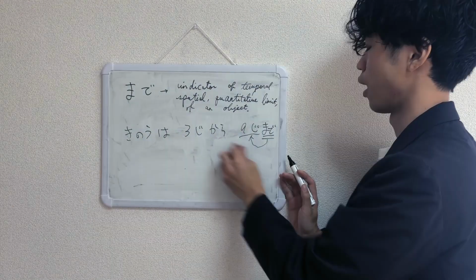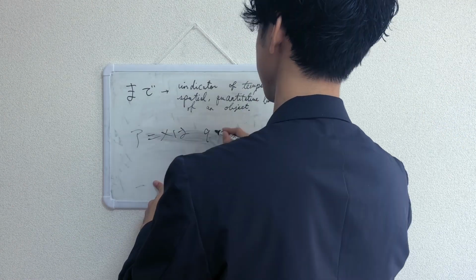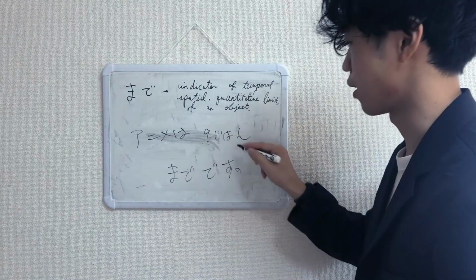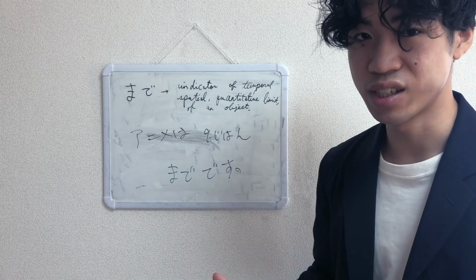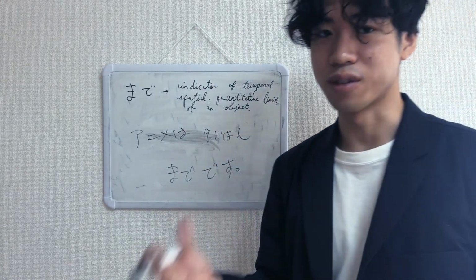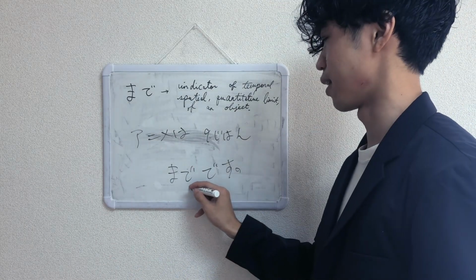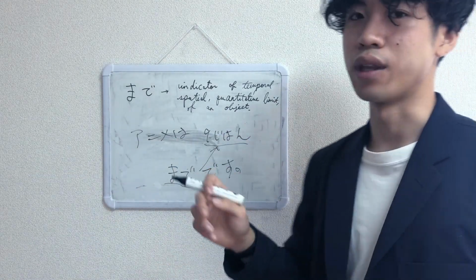Another example. アニメは9時半までです。9時半, half past 9. 半 means half. If you add it after a time, something o'clock, it means half past something. まで, again, means until. Anime is until 9:30.